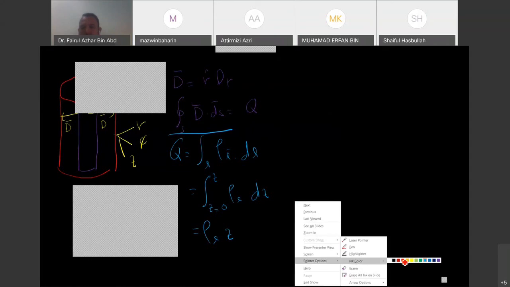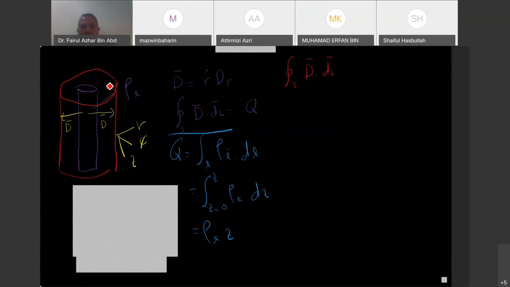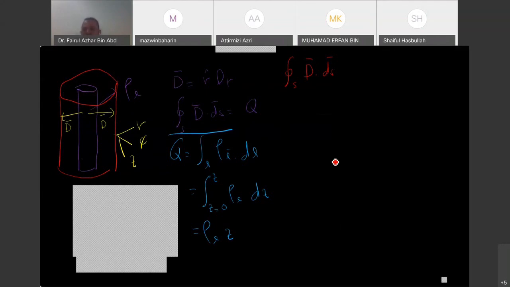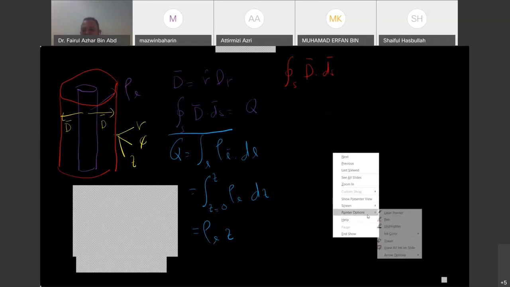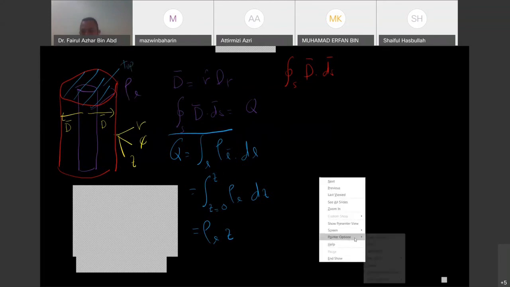In order to solve this, we take the closed integration of surface, vector D dot dS. Because in this case we are dealing with a cylindrical shape, we have three different areas. First we have the top side, so this is the top surface. Then the second surface is the bottom one.